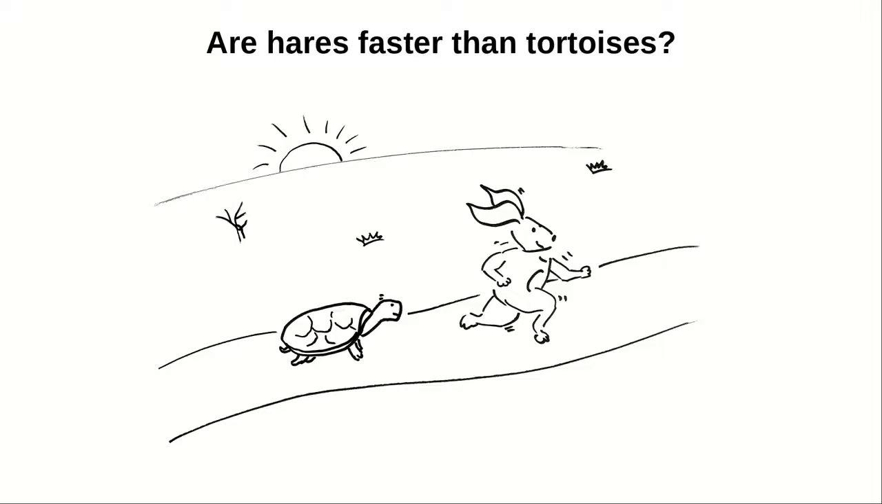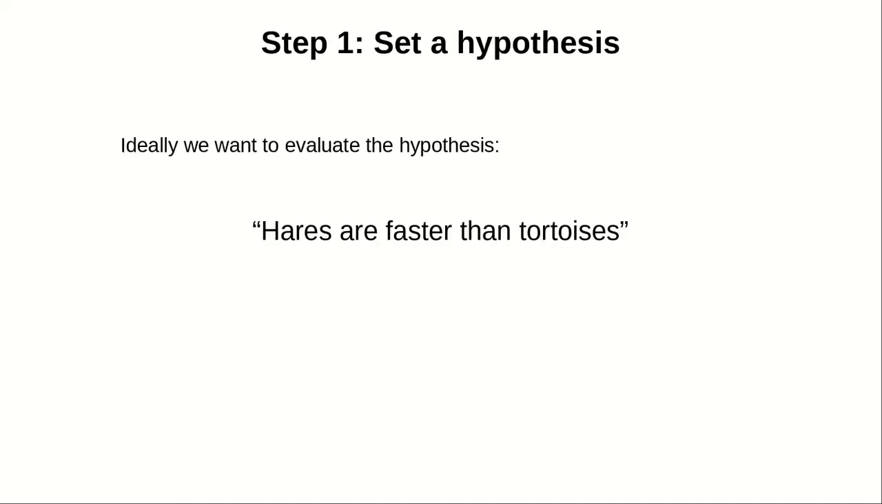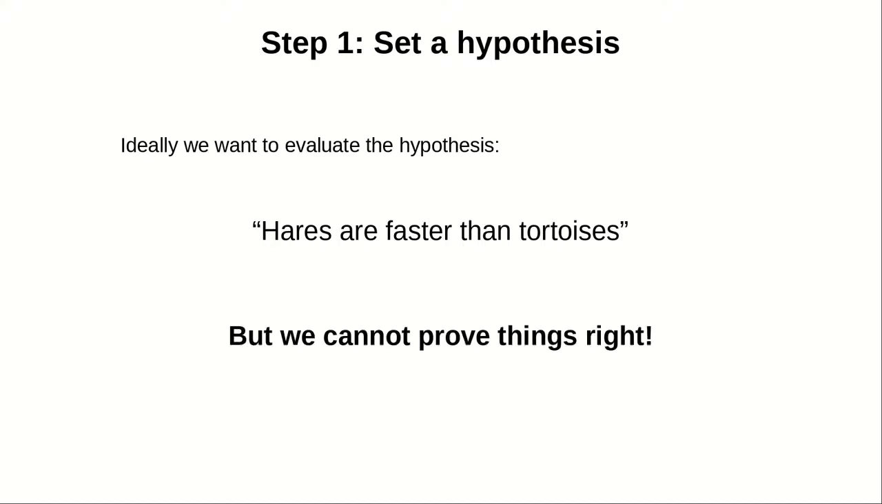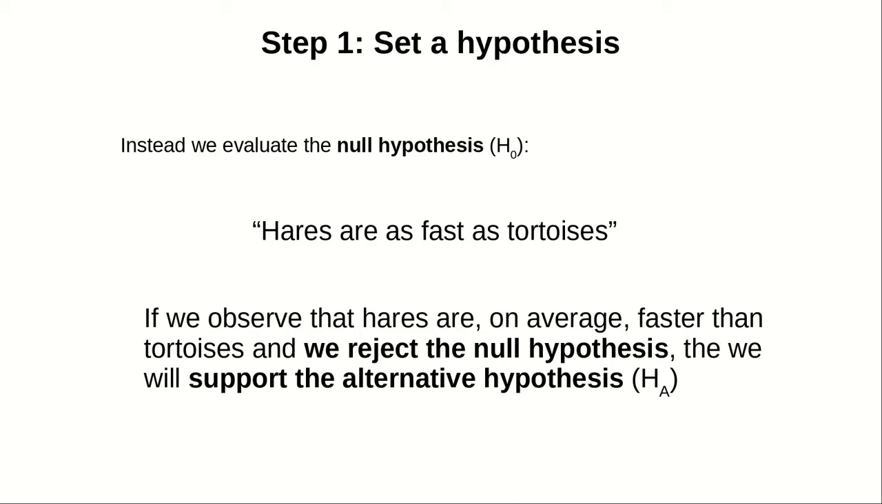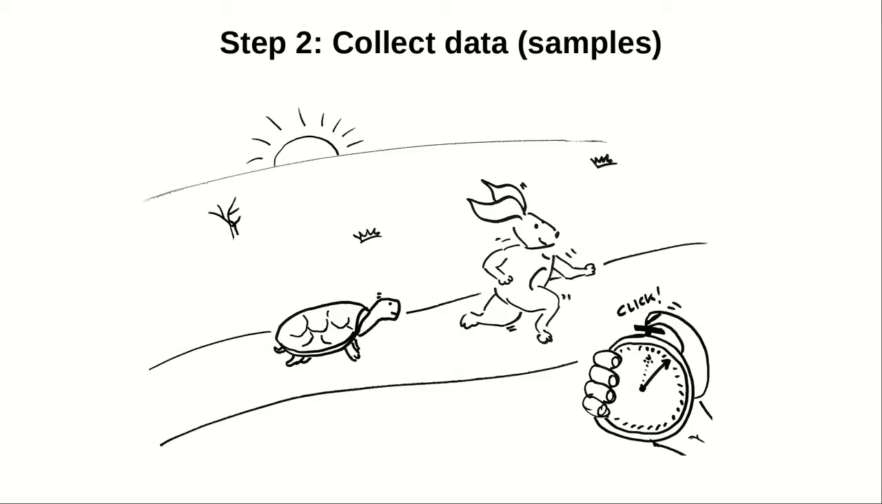Let's suppose we want to know whether hares are faster than tortoises. So the first thing we would do is to set our hypothesis. Ideally, we will test the hypothesis hares are faster than tortoises. But we cannot prove things right. So that's a problem. What we do instead is to establish what we call a null hypothesis. The null hypothesis would be, in that case, hares are as fast as tortoises. If we observe that hares are on average faster than tortoises and we reject the null hypothesis, then we will support the alternative hypothesis.